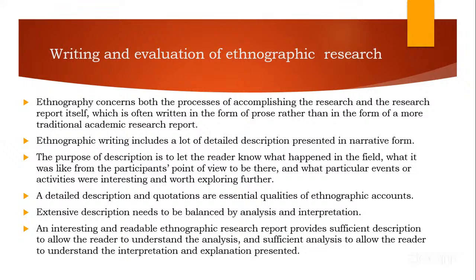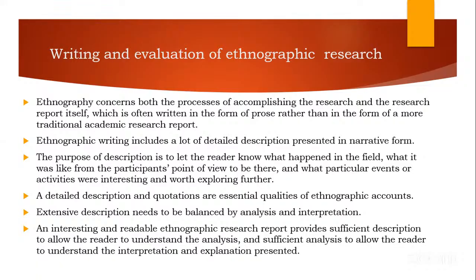A detailed description and quotations are essential qualities of ethnographic accounts. Extensive description needs to be balanced by analysis and interpretation. So it should not be that the entire report comprises only the description of the events that happened there. No, you have to balance it with the analysis and the interpretation. An interesting and readable ethnographic research report provides sufficient description to allow the reader to understand the analysis, and sufficient analysis to allow the reader to understand the interpretation and explanation presented.